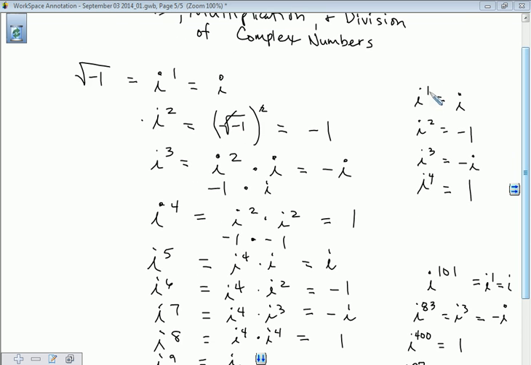So 1, 2, 3, 4. If there's 1 left over, then it goes back to this first one. If there's 2 left over, it would go back down to the second one. If there's 3 left over, it would go here. But if there's nothing left over, that means it went completely through the pattern and ends here.